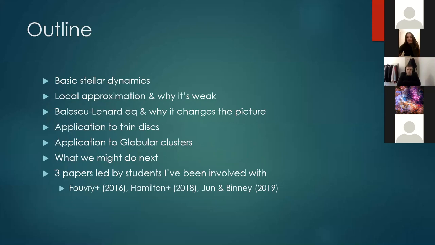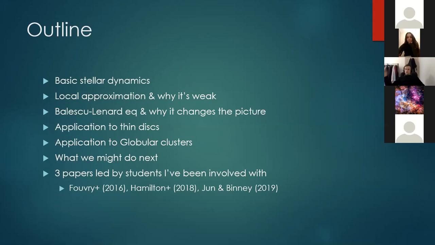I'll talk about the application of the Balescu-Lenard equation by Fauvry et al. to thin disks, and about the application of the equation by Hamilton et al. and by Jun Lau and myself to globular clusters. And then I'll say some things about what we might do next to better understand this phenomenon, which I think is rather in flux now.